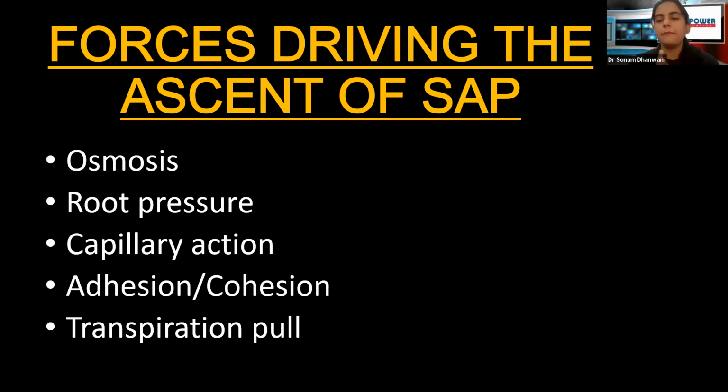Next thing is capillary action. Now what is capillary action? Capillary, as we know, is a very small thin tube. In capillary action, water starts forming a column and starts moving upwards through that thin tube.